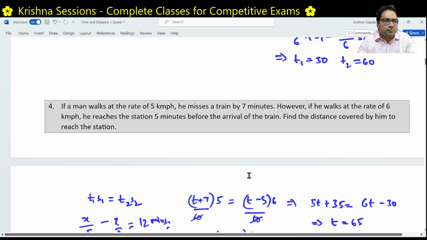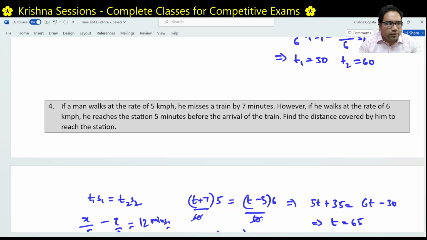I'll write it here. If he walks at 5.5, he will take 65 minutes. If he walks at 5, he will take 72. If he walks at 6, he will take 60. This 72 is 65 plus 7, 7 minutes more. And 60 is 65 minus 5, which is 5 minutes less. So all three combinations are the same, right?